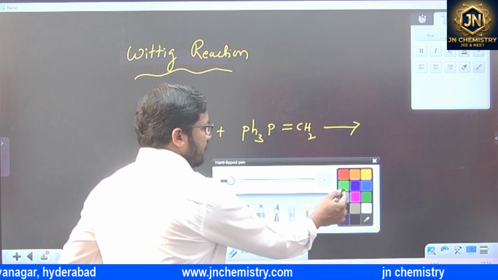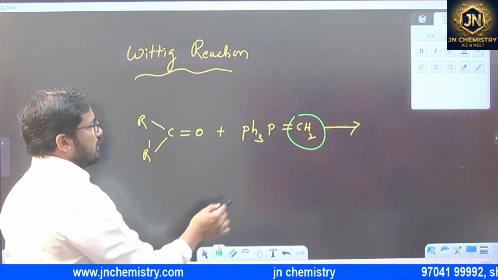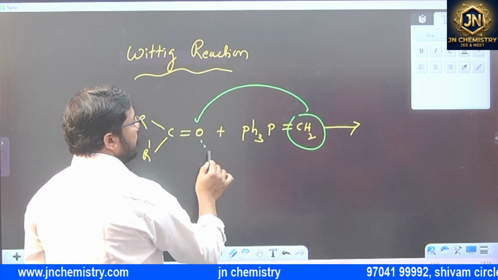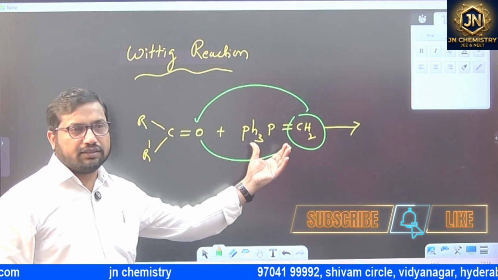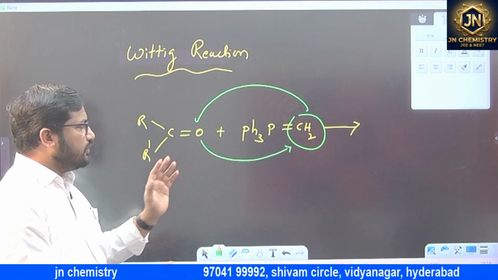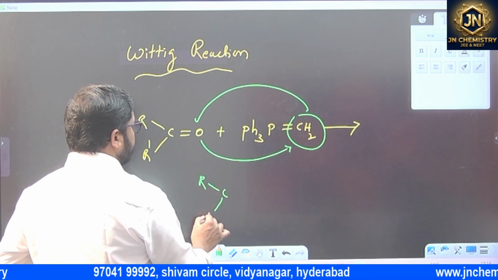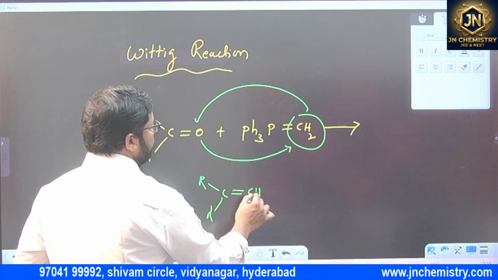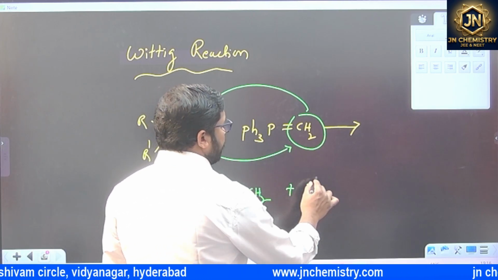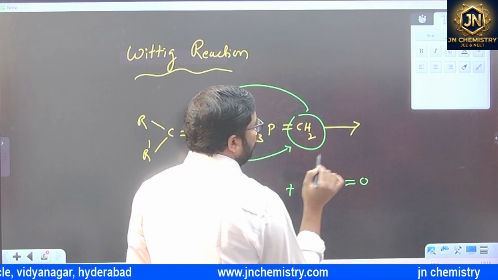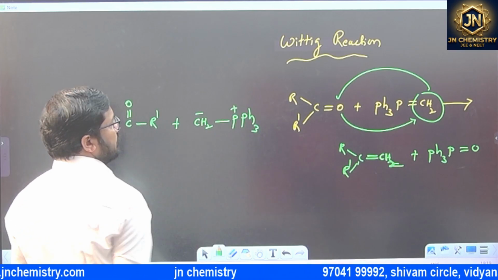Simply, the CH2 is exchanging. Directly we can write it. It's a shortcut method. Whenever this type of aldehyde reacts with ylide, triphenyl phosphine, simply an exchange takes place. What exchange? R dash double bond CH2, an alkene we will get, and triphenyl P double bond O. So first write it down, PPh3 plus.